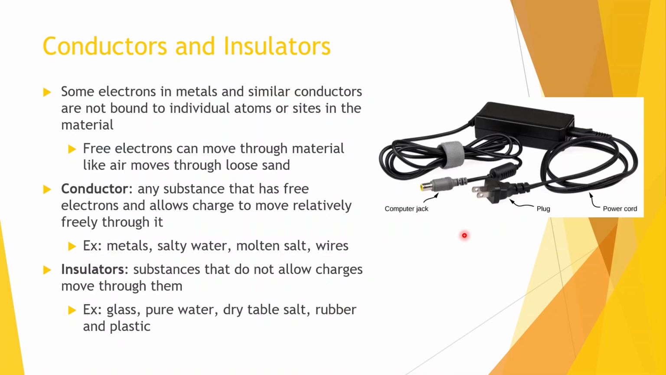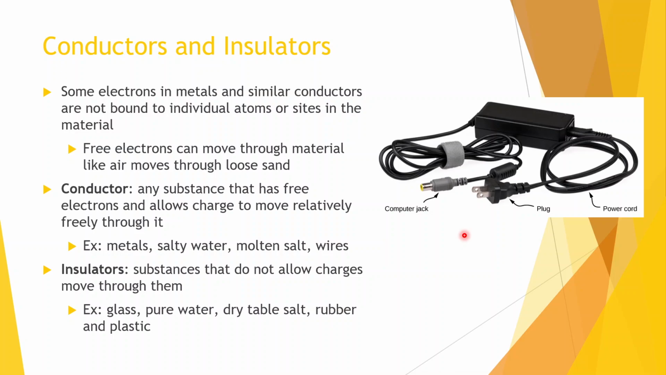So some electrons in metals and similar conductors are not bound to individual atoms or sites in the material, and these are called free electrons. So they can move through material, sort of like maybe air goes through loose sand or something like that. It can just move around. Now, a conductor is going to be any substance that has free electrons and allows charge to move relatively freely through it. So, good conductors are metals, salty water, molten salt, wires, as we'll see.